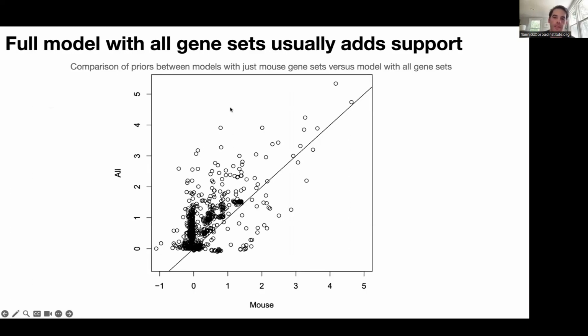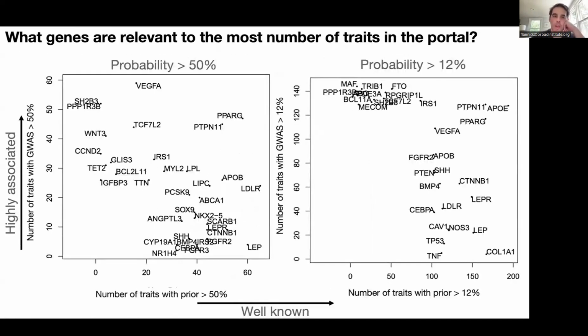Usually, when we fit the full model with everything, you often add support for every gene, but there are some cases where genes that are supported only by mouse data are not supported. That's what's shown here on the x-axis once you do all of the annotations, because there are other annotations that explain those mouse ones better.